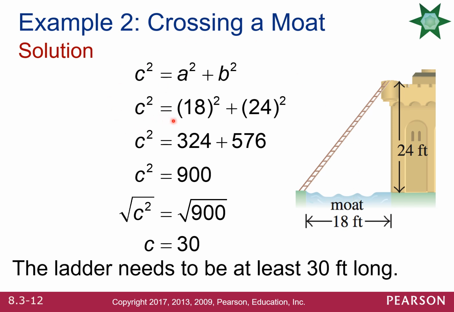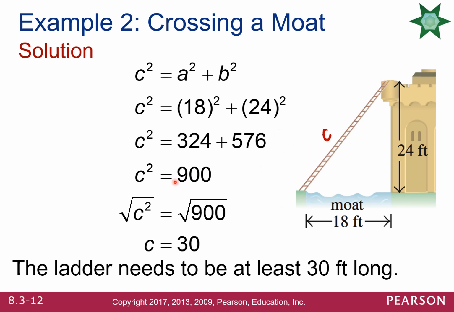C squared equals, they replace the value of A with 18 and the value of B with 24, and then they square it. So c squared equals 18 squared is 324, 24 squared is 576. Add them up and you get c squared equals 900. However, we don't want to know what c squared is. We want to know what c is, correct? What this side is.